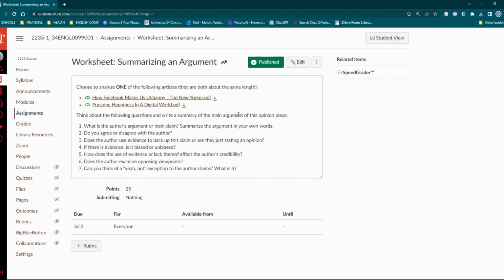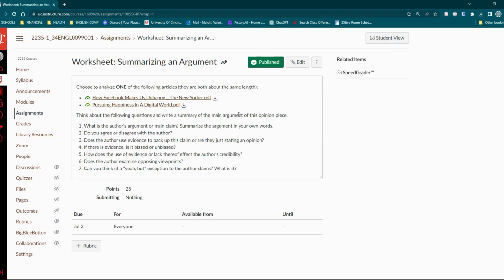So, evidence would be things like links to other articles or other experts in the field, maybe quoting experts or quoting research or using statistics, data, that kind of thing. If there's evidence, is it biased or is it unbiased? Is it slanted one way to make the readers think a certain way, or is it free of any kind of ulterior motives? How does the use of evidence or the lack thereof affect the author's credibility?